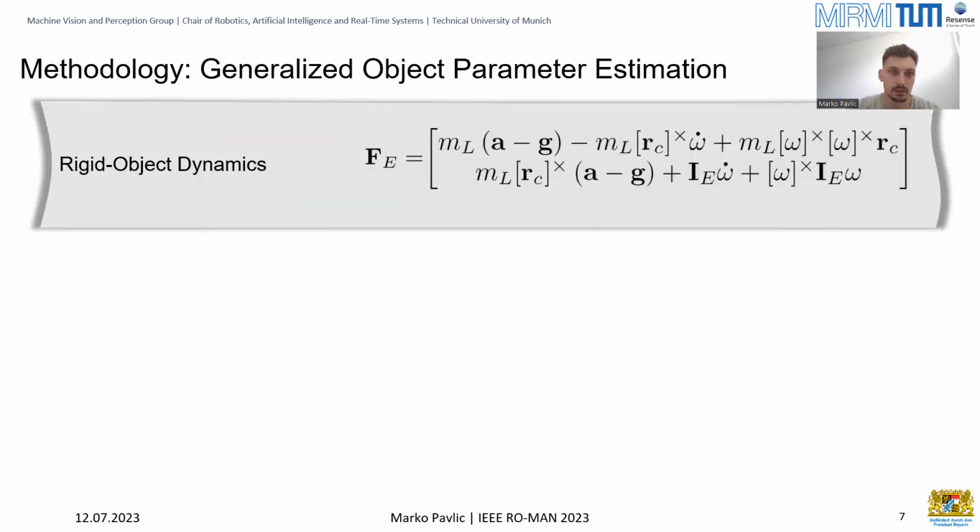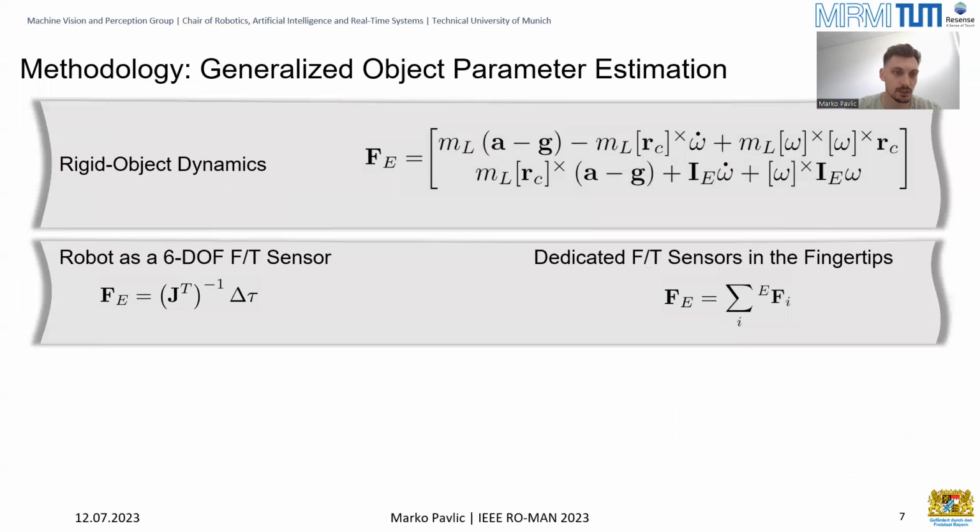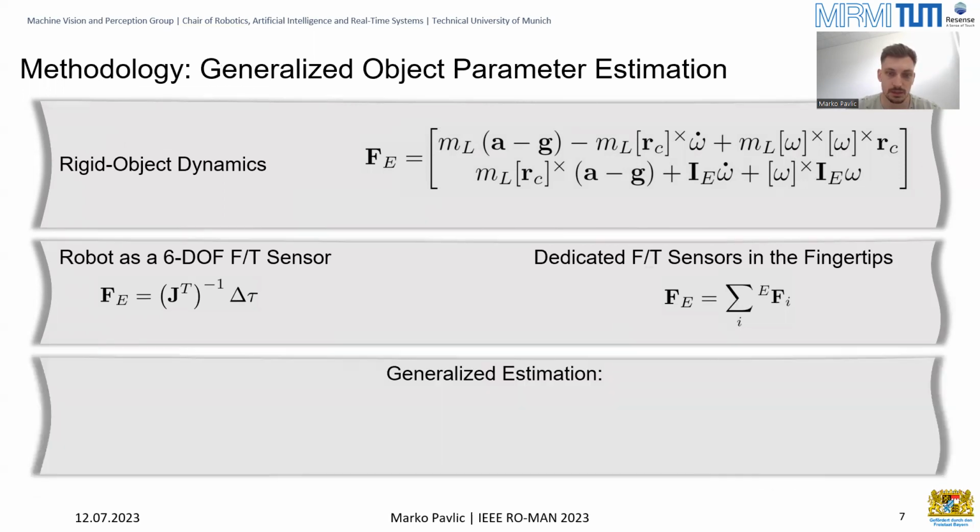The next step is to model the rigid object dynamics using Newton-Euler. Having now the measurements of the robot and the dedicated force torque sensors, we can rewrite the rigid object dynamics into regression form, as you can see here, with PL, a vector for all the unknown object parameters. And using least squares estimation, we can calculate the unknown object parameters.